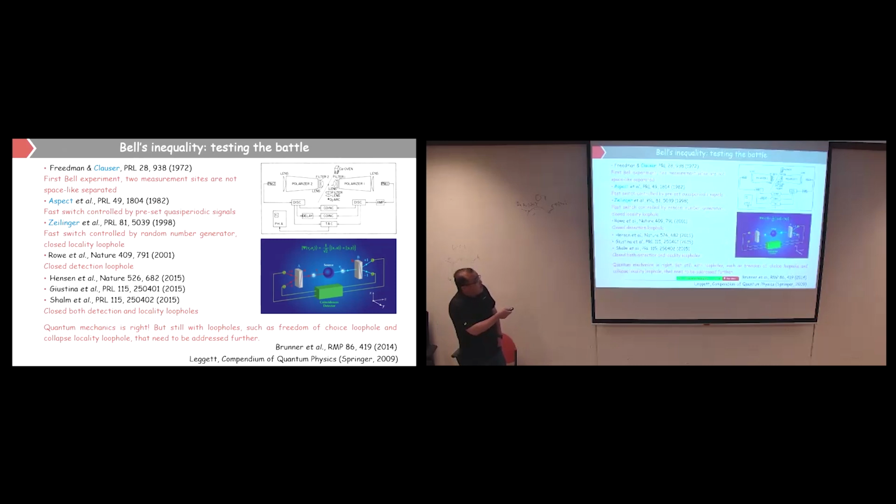Closing the detection loophole means that for the entanglement you generate, you detect about 80% of the entangled photon pairs you have. So you demonstrate it with very high probability and high fidelity, and also the measurements didn't influence each other. In that sense, if you violate the Bell inequality, then quantum randomness does exist. That's the basic theory.